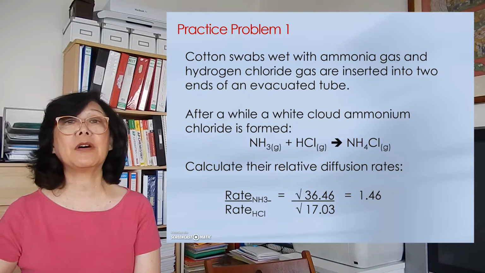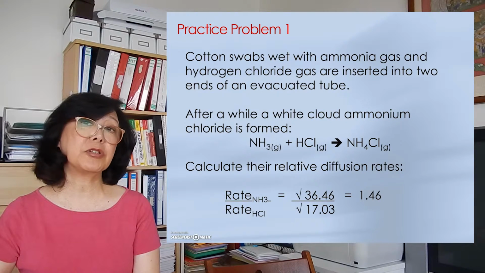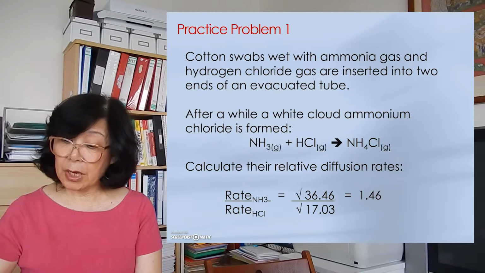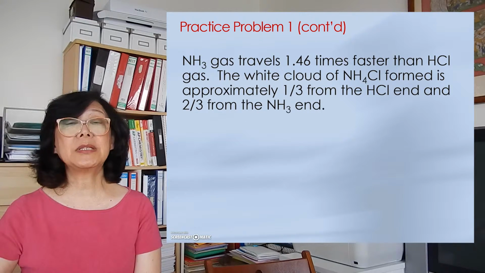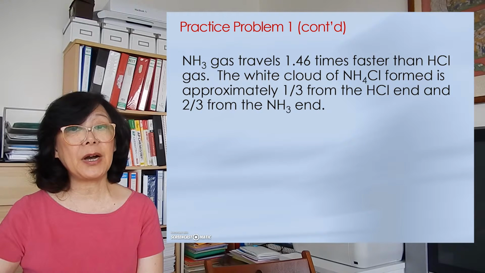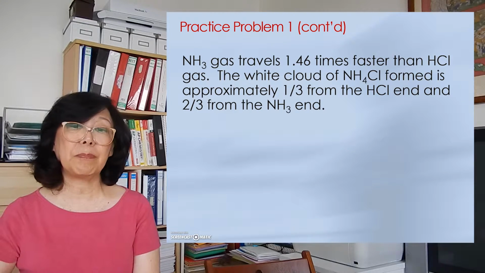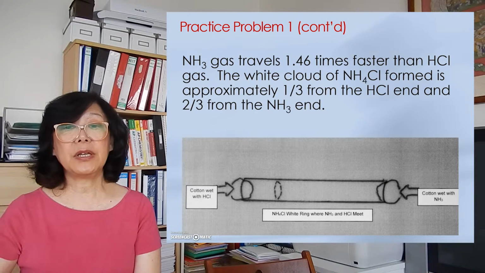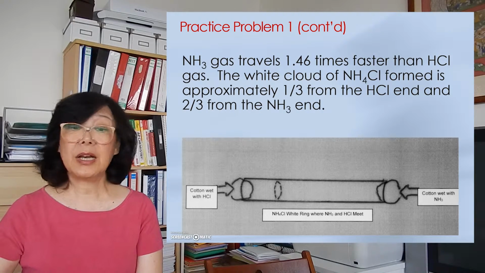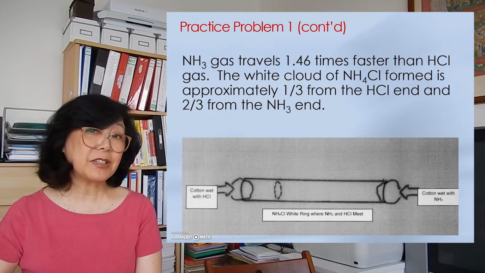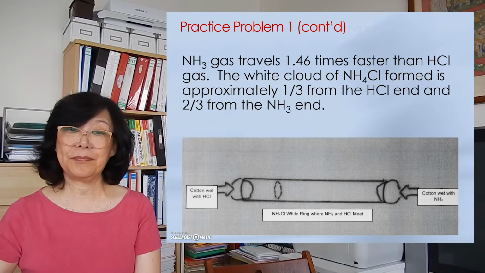So now we compare the rate of ammonia to the rate of hydrogen chloride, which is the square root of the inverse relationship of the molar masses. We obtain approximately 1.5. That means ammonia is traveling 1.5 times faster than hydrogen chloride. The white cloud is formed at about 1/3 of the length from the HCl end and 2/3 from the ammonia end. As you know, ammonia gas travels much faster than HCl, therefore it's expected that it would go further down in the tubing.